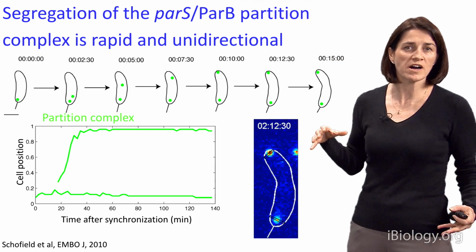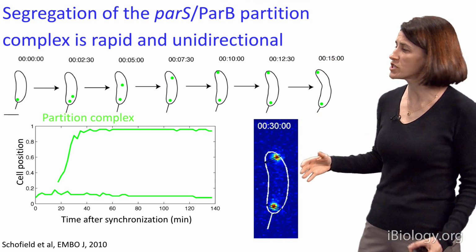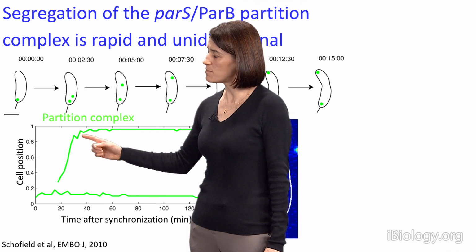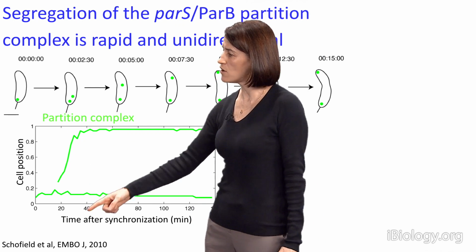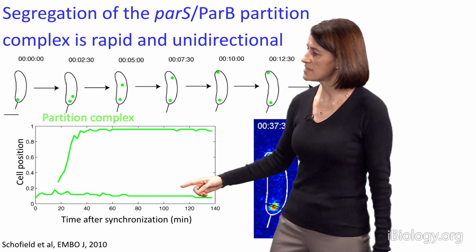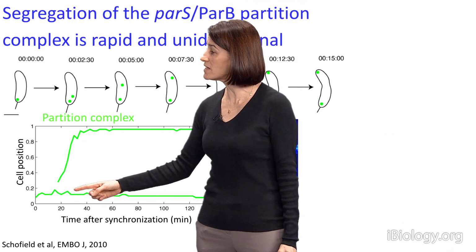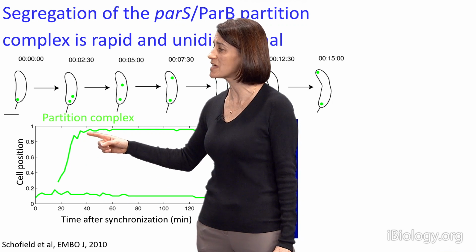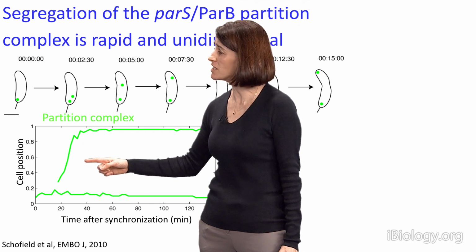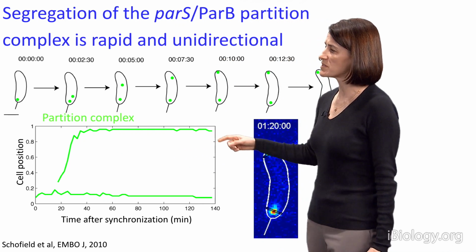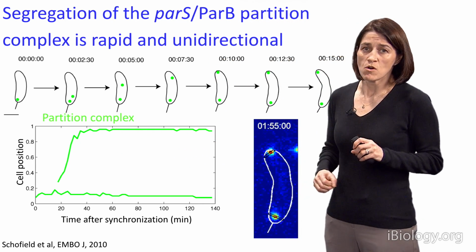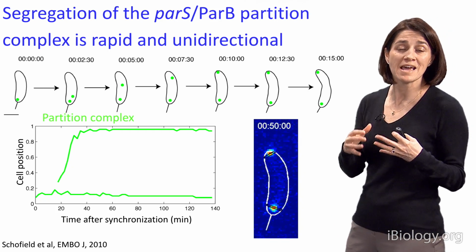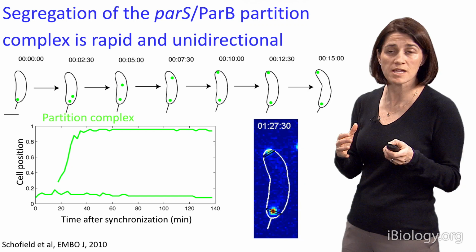So we can quantify this motion. This is shown here. We're looking at the partition complex along the cells over time. You see that after duplication, one is going to stay at one end of the cells, the other one is going to be translocated in a ParB-dependent fashion, and then is going to get tethered to the opposite end of the cells.